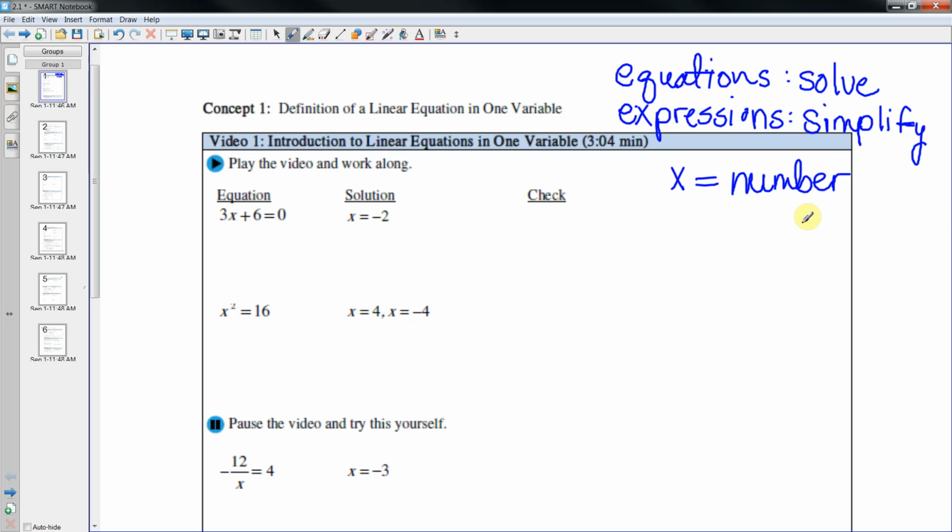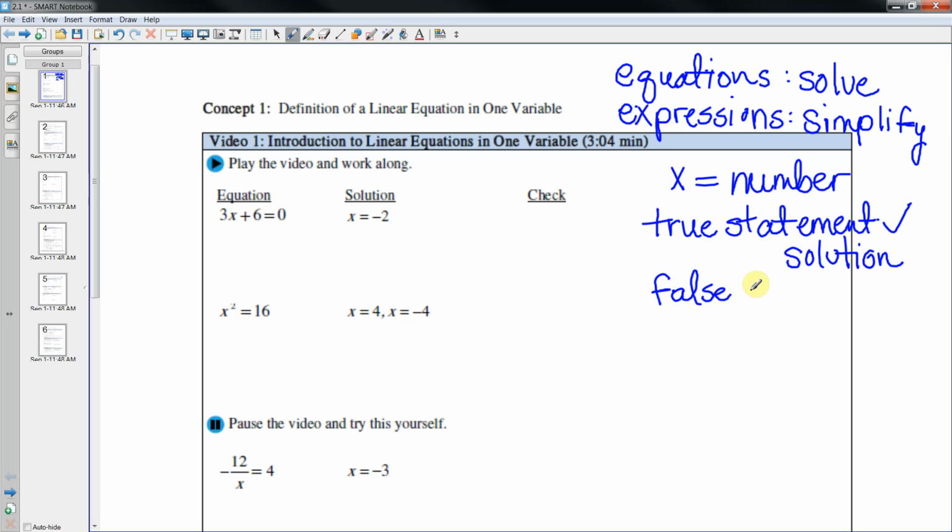The first thing we'd like to do is to check solutions. So if I'm given an equation, notice all of these are going to have an equal sign in them. I've given an equation 3x plus 6 equals 0. I want to check the solution x equals negative 2. Now if I check the solution and I get a true statement, if I plug that number in, then that means yes, that is a solution. If I get a false statement, then that means that I do not have a solution.